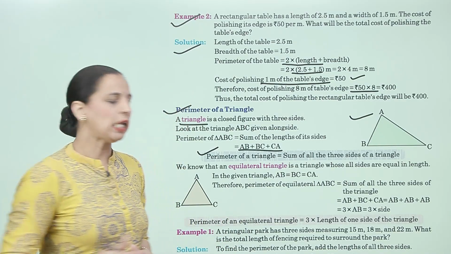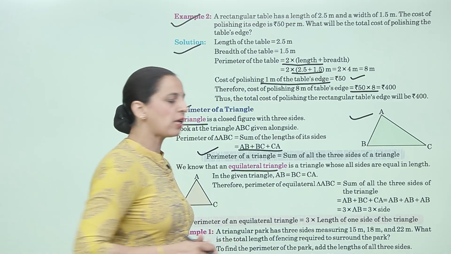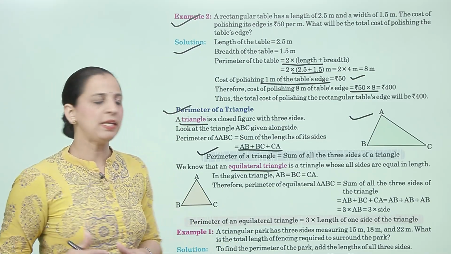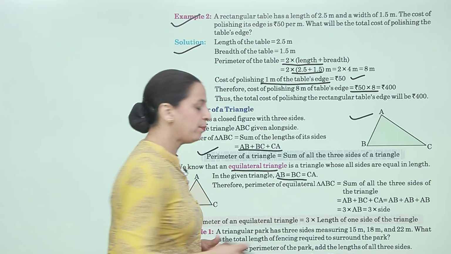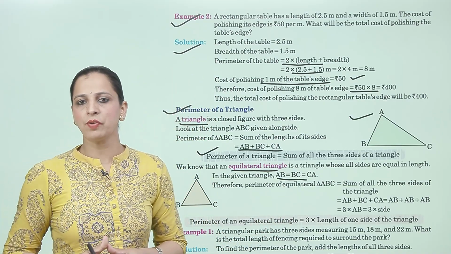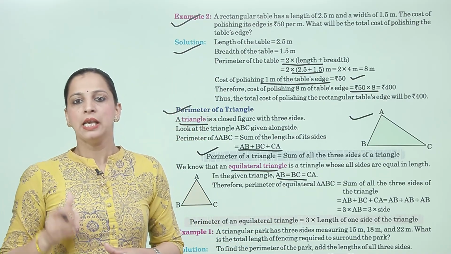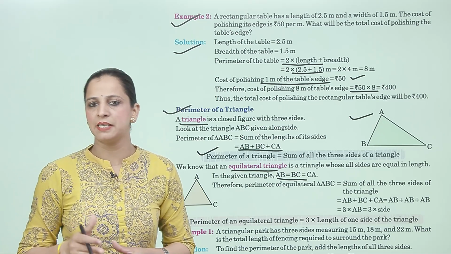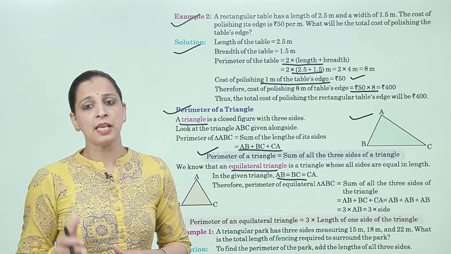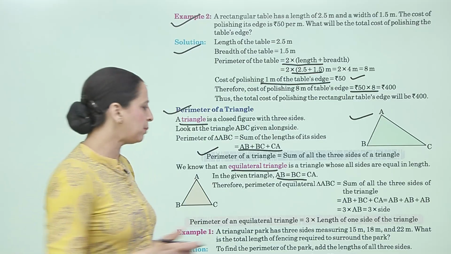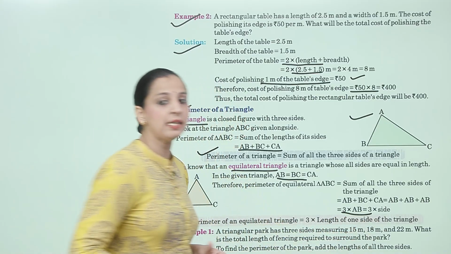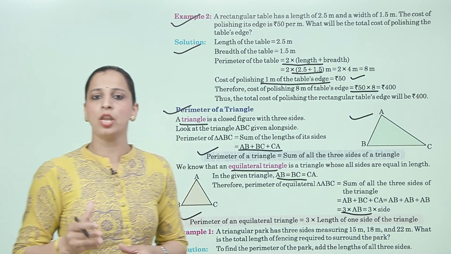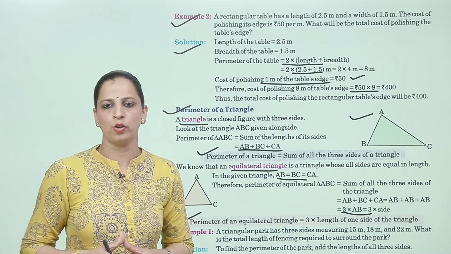We know that an equilateral triangle is a triangle whose all sides are equal in length. In the given triangle, AB is equals to BC is equals to CA. Therefore, perimeter of equilateral triangle ABC is sum of all the 3 sides of the triangle, that is AB plus BC plus CA, and AB plus AB plus AB, that is 3 multiplied by AB or 3 multiplied by side. So, the perimeter of an equilateral triangle is 3 multiplied by length of one side of the triangle.